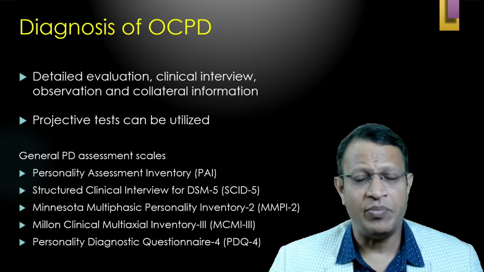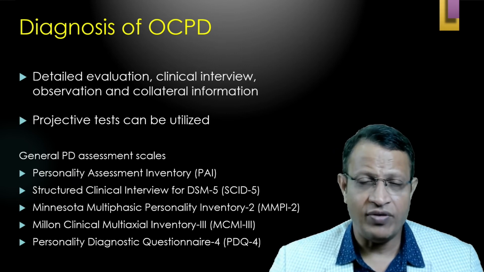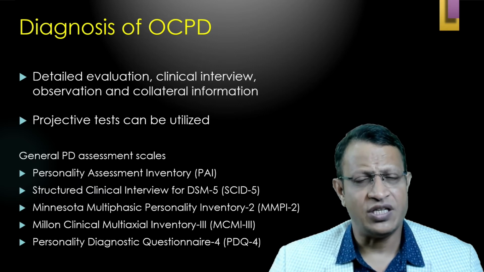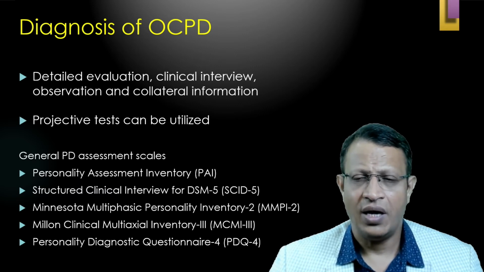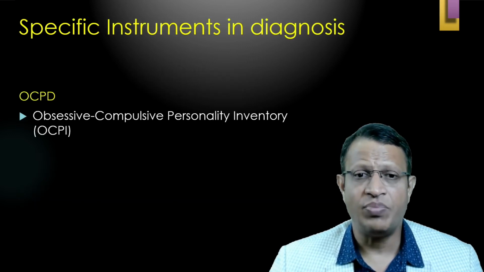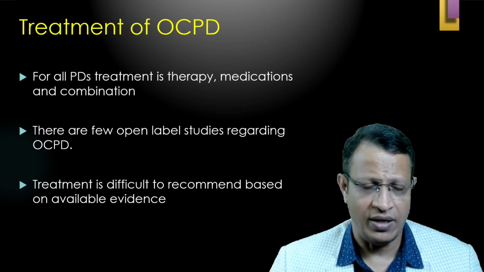Diagnosis of OCPD can be done by a good clinician by good history taking, detailed evaluation, and clinical interview. There are various other instruments such as SPI, SCID-5, MMPI-2, MCMI-3, and PDQ-4 that can be used. Further, the Obsessive Compulsive Personality Inventory can also be used for the diagnosis of OCPD.